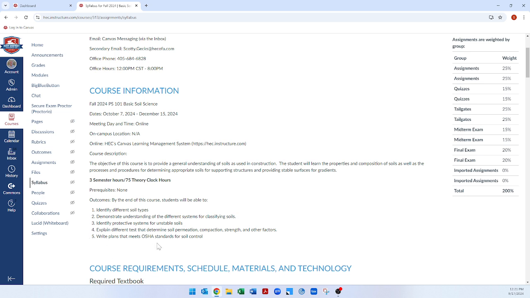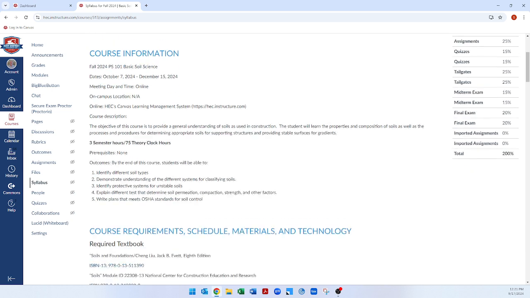It says to write plans that meet OSHA standards for soil control. That's like left field stuff. Not going to get into many OSHA standards in this. What we're focused on is soil classification, soils as a foundation for construction. That's what the focus is.